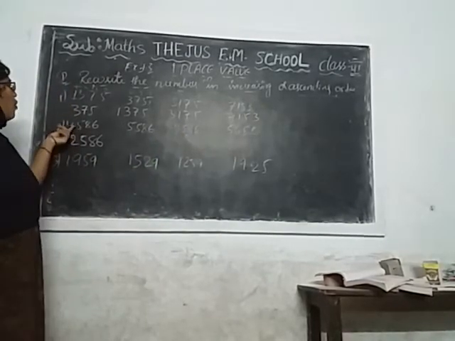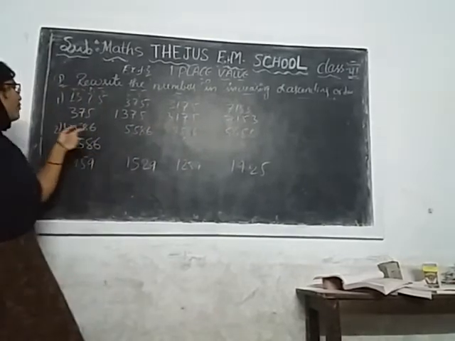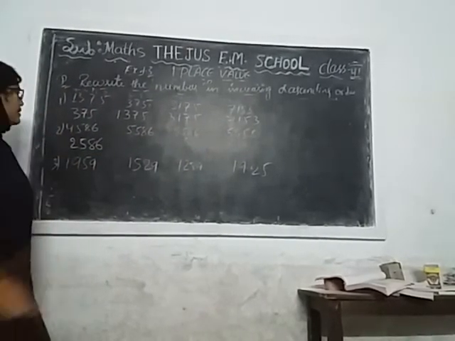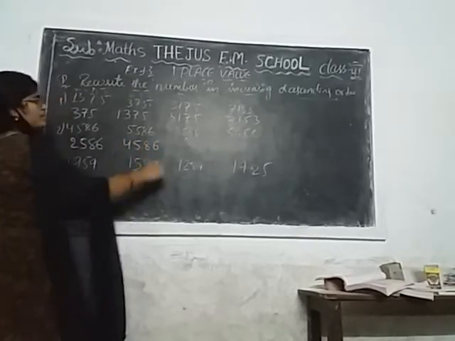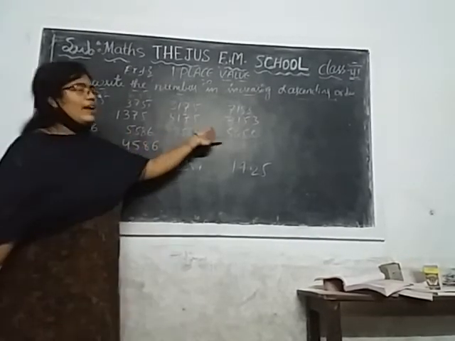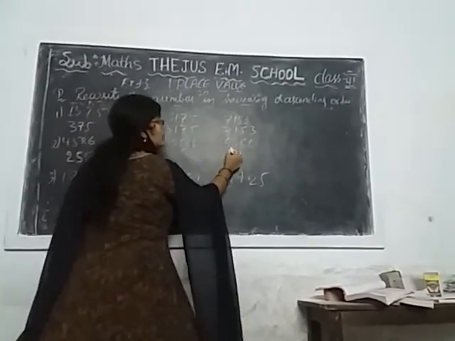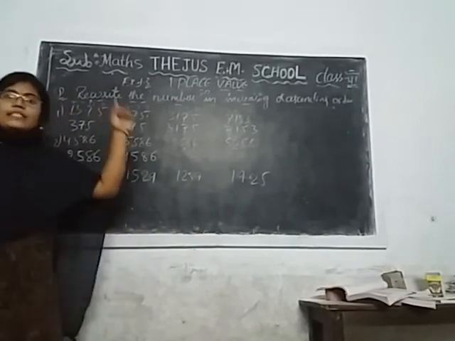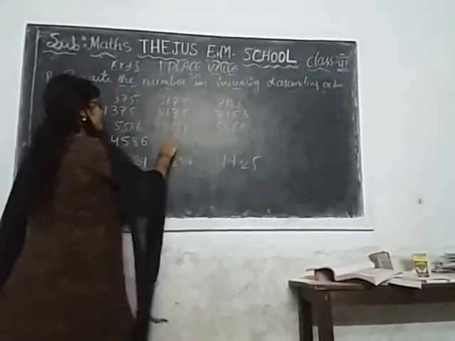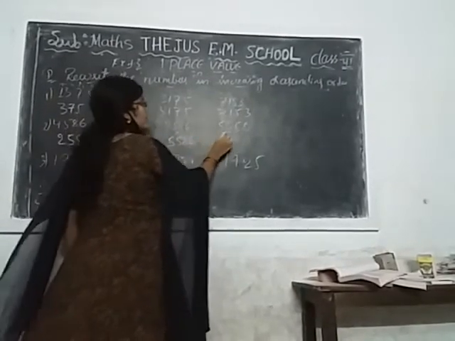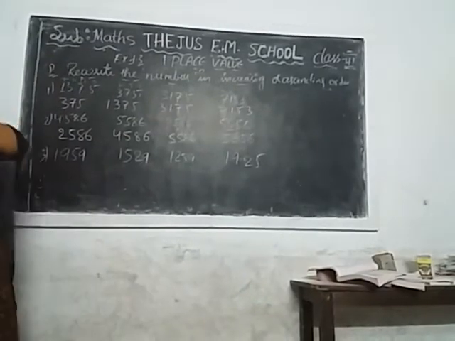Next one, see 4500, 5000, 5000. When compared to 5000, 4000 is the smallest number. So I am writing this second smallest number. After that see 5000, 5000. Next one see 5500, 5600. When compared to the 600, 500 is the smallest number. So 5500. After that 5658.